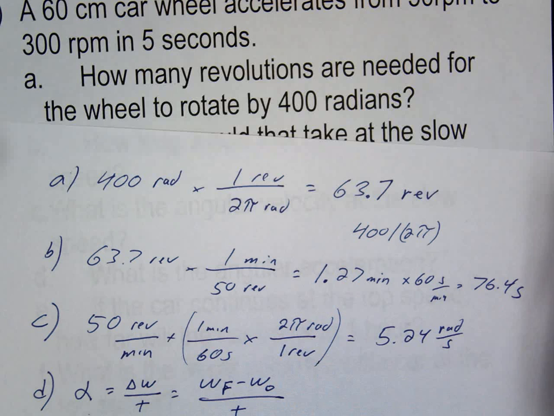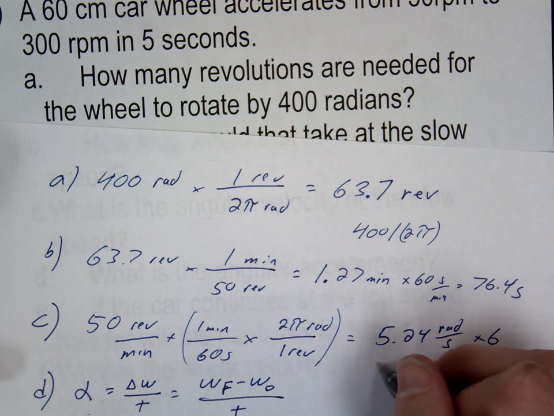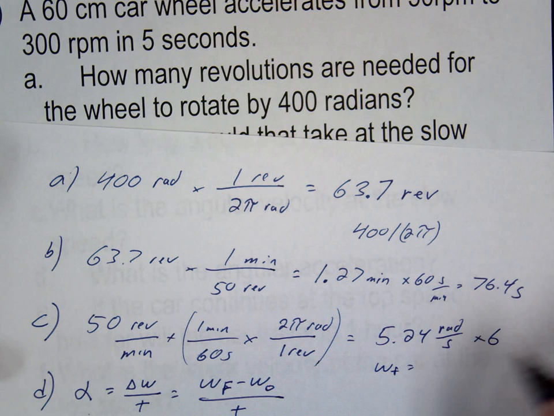6 times faster, right? We went from 50 to 300. How much faster is that? 6 times faster. So what's the quick conversion? Multiply your initial times 6, right? So this should be 5.24 radians per second. That was our initial. If we multiply by 6, that's going to give us our omega final, which looks like it's about 30 something. 31.4.